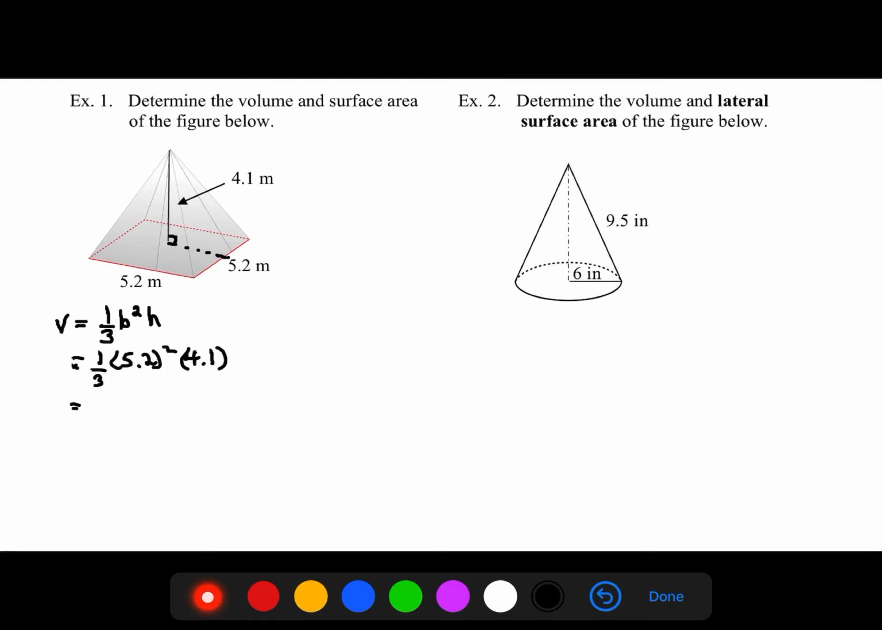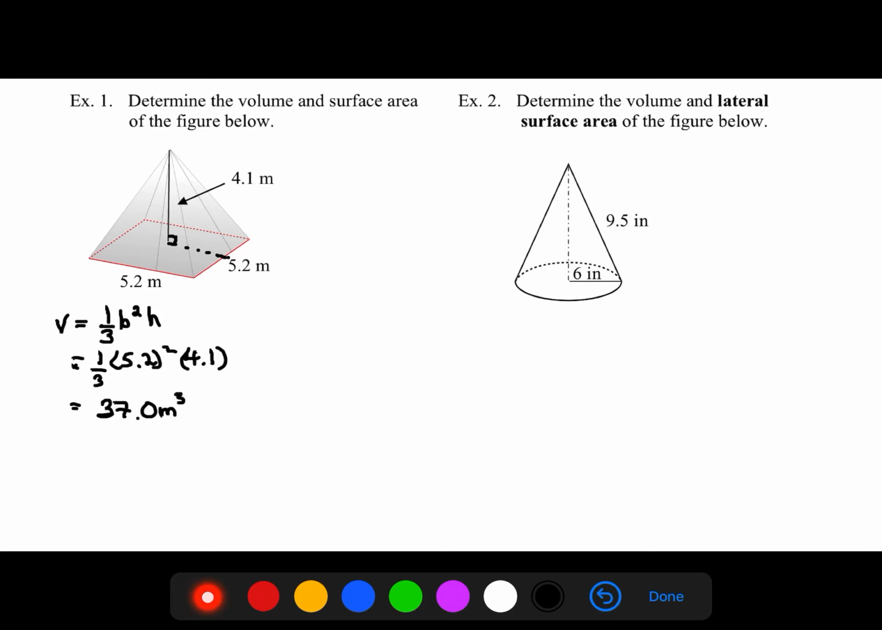Subbing in our numbers, our base is 5.2. We're going to square that, and we're going to multiply by 4.1. When we put this into the calculator, we can do our 5.2 squared times 4.1, and then we're going to divide by 3. Now, if it's easier, you could also take 1 divided by 3 times 5.2 squared times 4.1.